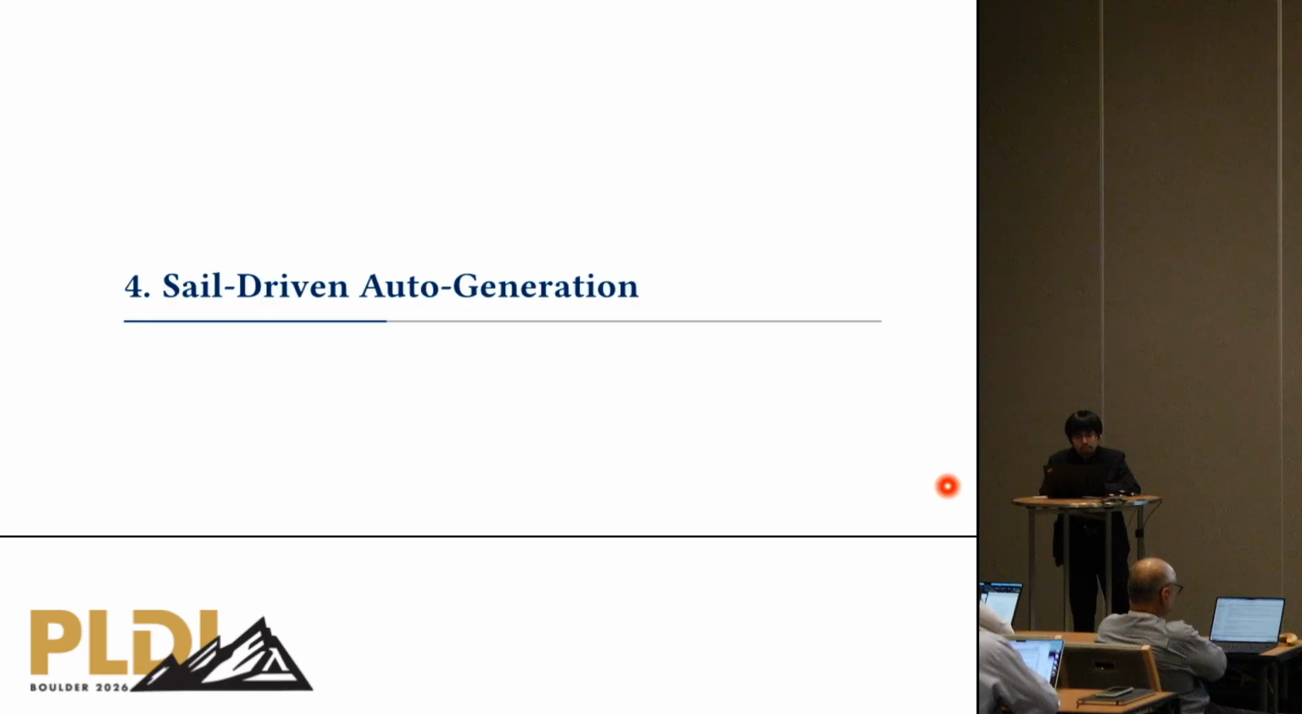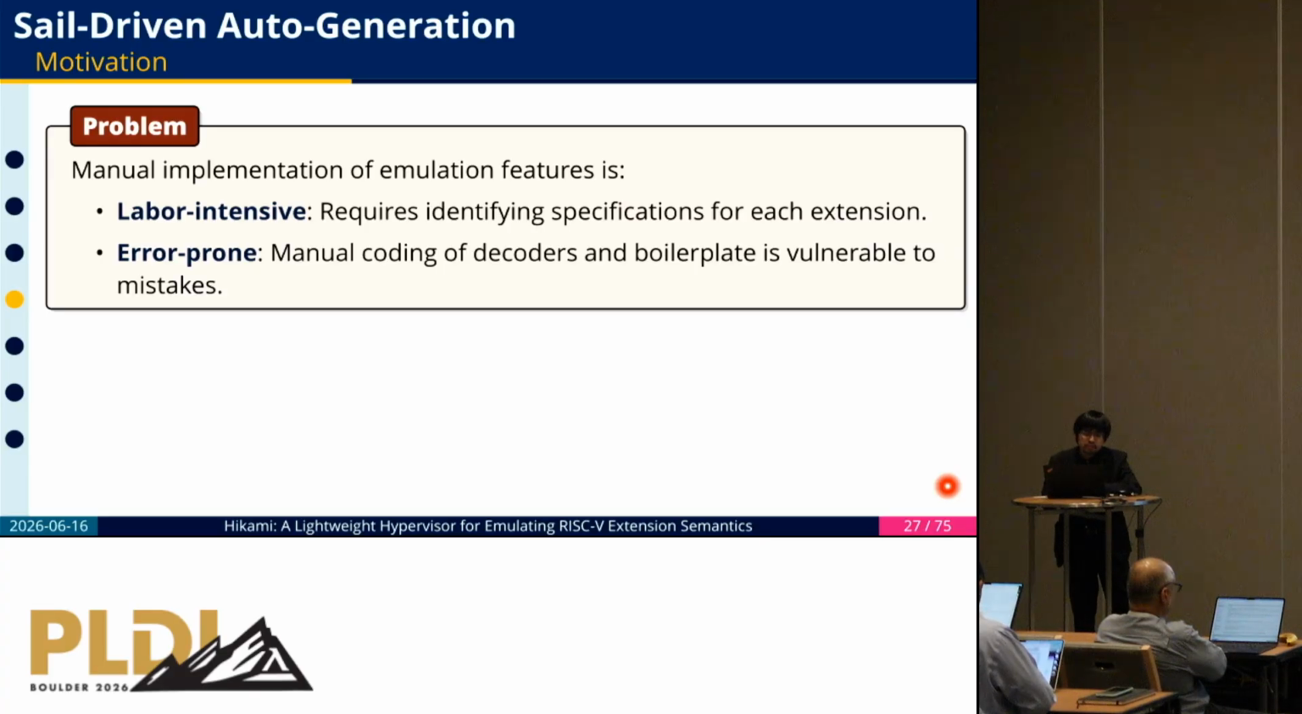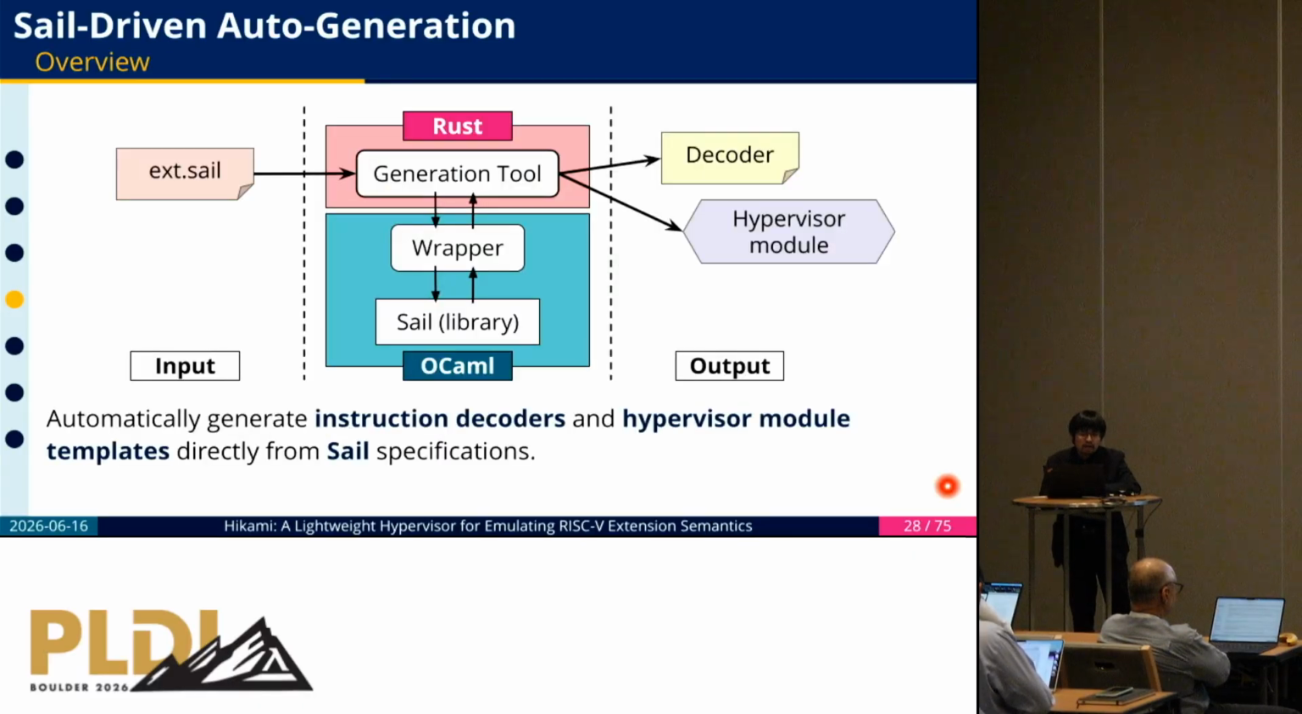To solve the challenge of manual implementation, we propose an automated framework driven by formal specifications. As I mentioned, manual implementation is labor-intensive and error-prone. Developers have to manually parse the PDF specifications and transcribe bit patterns into code, which is a major source of bugs and inconsistencies. Our solution is to automatically generate instruction decoders and hypervisor module templates directly from a SAIL specification. This ensures that our emulation logic is always in sync with the formal ISA definition.